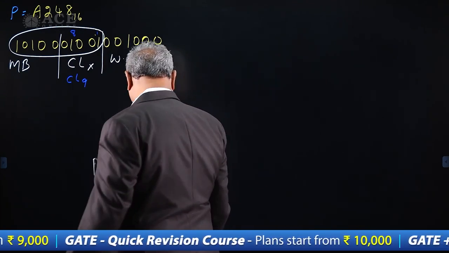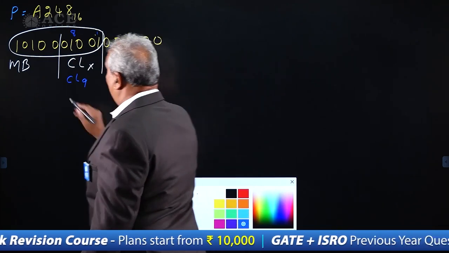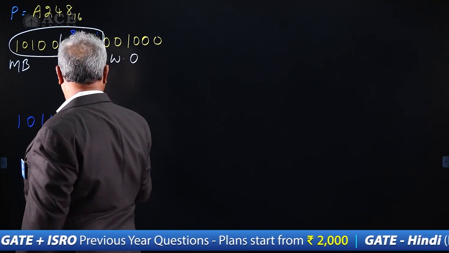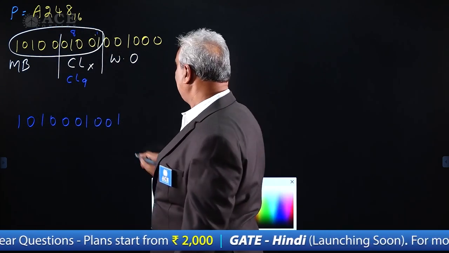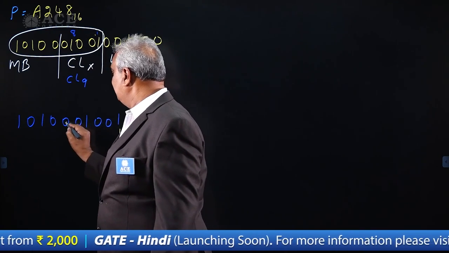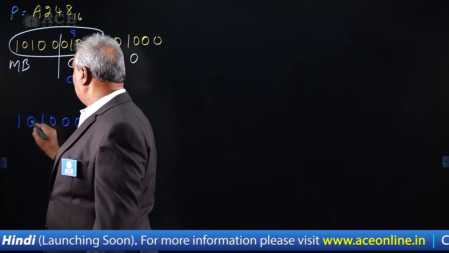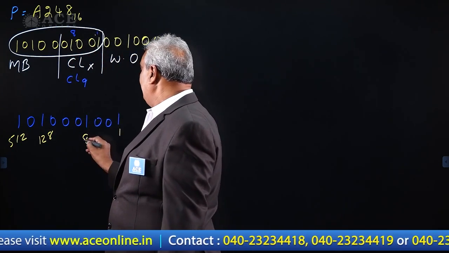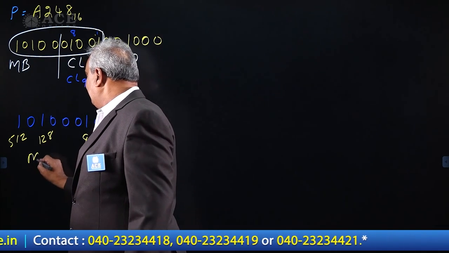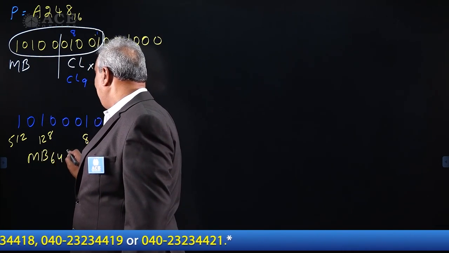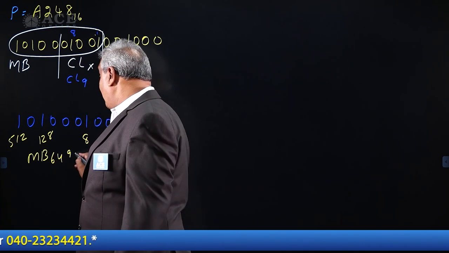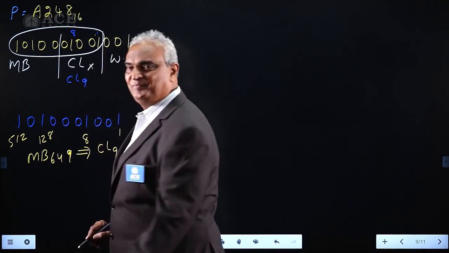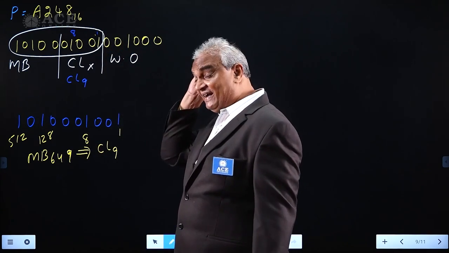What about the main memory block number here? It is 1010001001. Find the decimal value for the same: 1, 2, 4, 8, 16, 32, 64, 128, 256, 512. That means 512 plus 128, 640 plus 9, 649. Nothing but MB 649. Where does MB 649 map to? CL9.